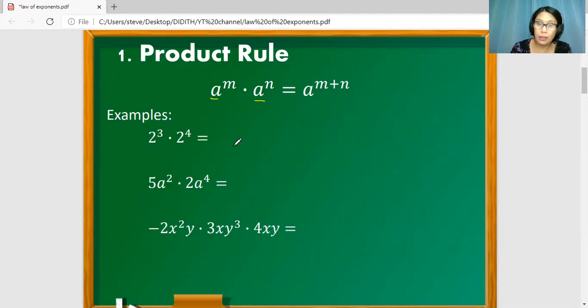Applying this product rule, we have 2 cubed times 2 to the fourth. Since they have the same base, we'll just copy that same base and add their exponents. So we get 2 to the third plus fourth, which equals 2 to the seventh power. So 2 to the seventh power equals 128.